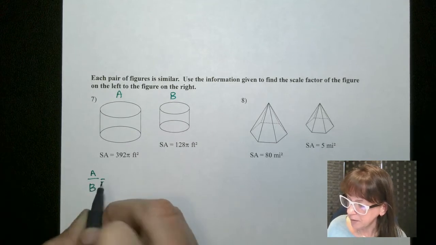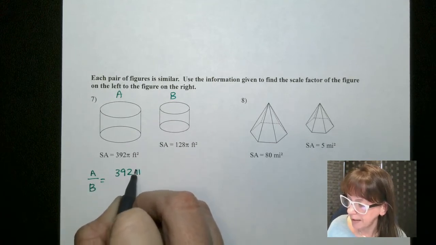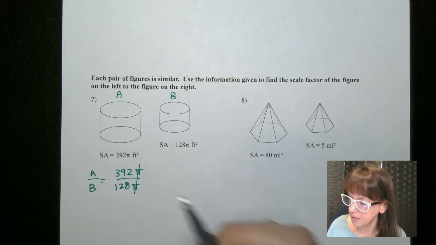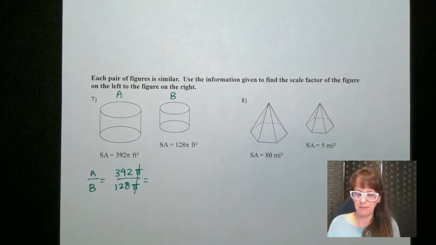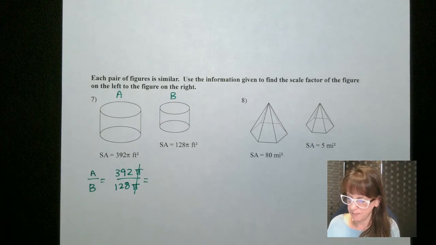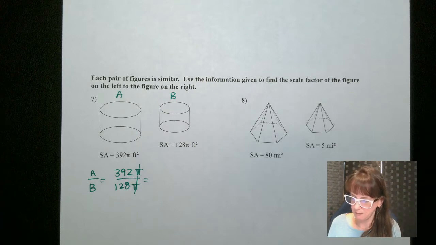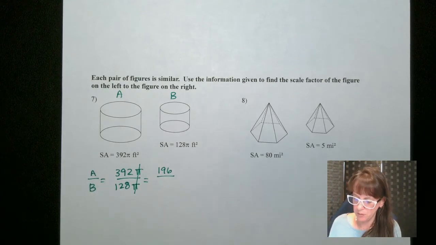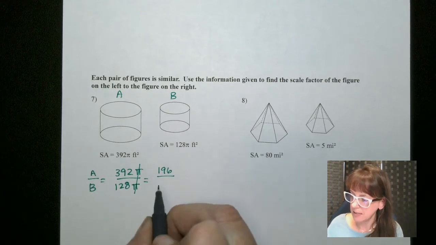So A to B, we would do 392 pi over 128 pi. Lob off those pies. And then at the very least, let's see if we can reduce this. Well, I mean, I know we can reduce this, but we can divide by 2. So let's see, bear with me here. I just messed that up. Okay, if I divide by 2, I get 196. And if I divide this by 2, I end up with 64.